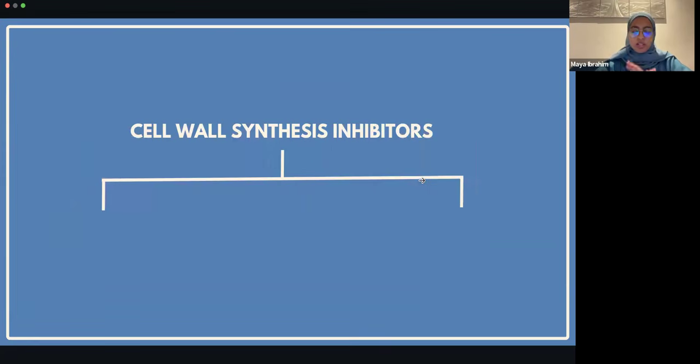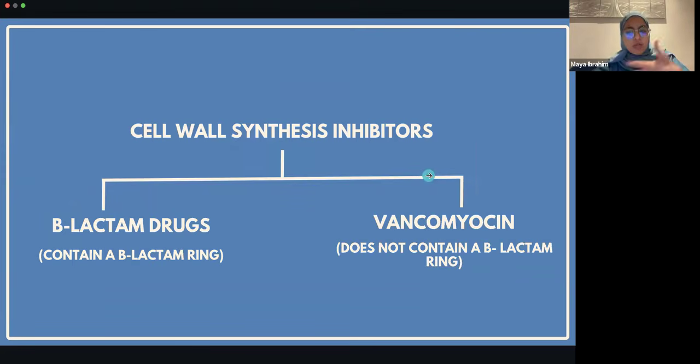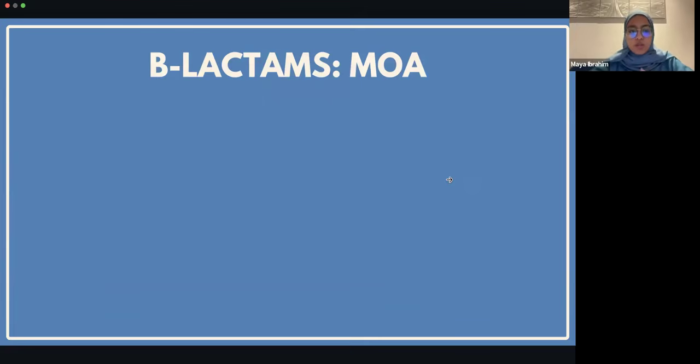Cell wall synthesis inhibitors, how I like to think of them, are either beta-lactam drugs or non-beta-lactam drugs. Non-beta-lactam drugs are vancomycin, the only thing that we've mentioned in the lecture. So the beta-lactam drugs contain something called a beta-lactam ring, and if it has that ring, it's called a beta-lactam drug. So how do these drugs work?